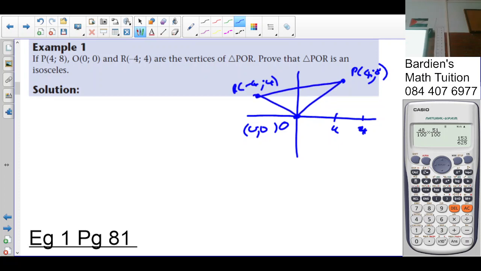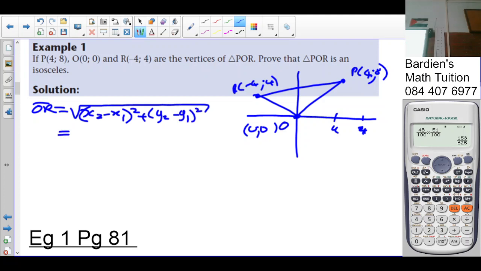If this is an isosceles triangle, what are the properties of an isosceles triangle? Two sides are equal or two angles are equal. Since at this point we have dealt with the distance formula, we're going to work out the size. So let's work out the length of OR. How do you work out length? Distance formula. So it's x2 minus x1 squared plus y2 minus y1 squared.